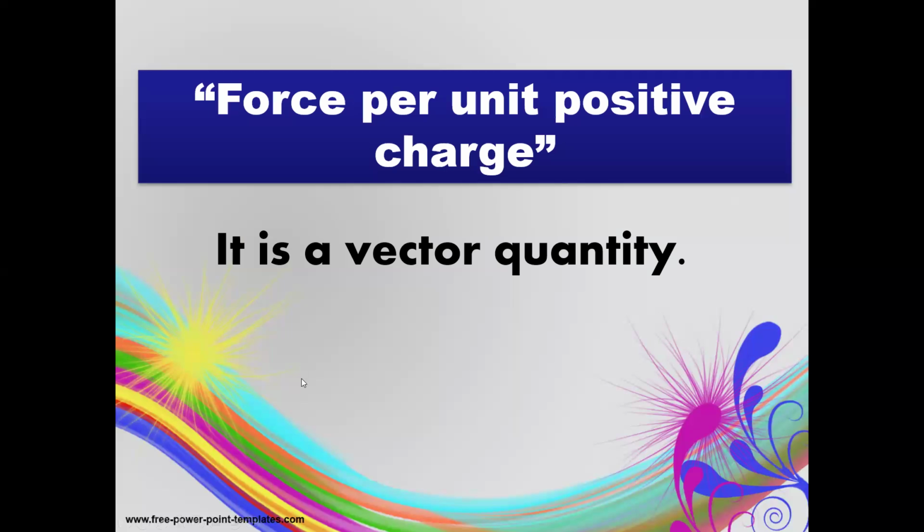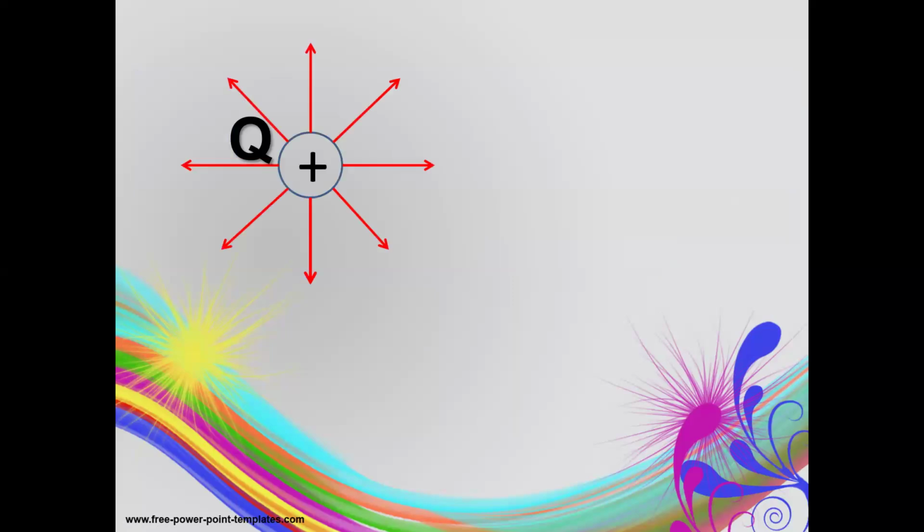It is a vector quantity. Remember the definition now. It's a very similar definition to gravitational field strength. Now, this is a stationary charge, capital Q. This is the stationary charge which is producing the field. I mean, this is the source of the field.